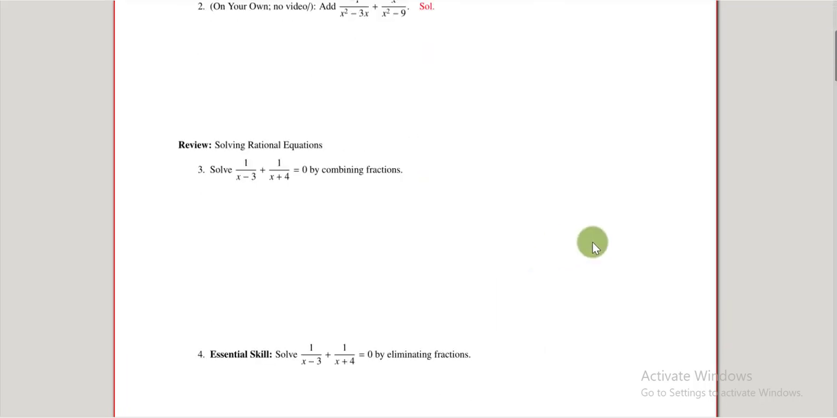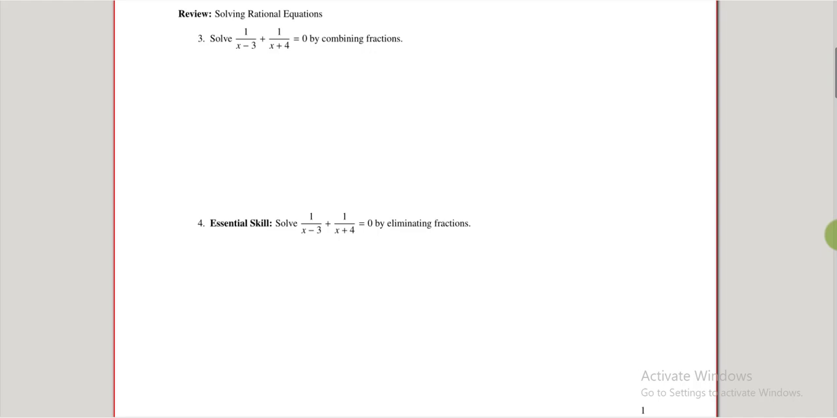Okay. The next thing I want to do is go ahead and add these two. Notice this is still not an inequality. This is still an equation, so this is still in a sense a review from earlier problems. I want to solve this equation for x by combining fractions. So this is how a lot of people like to solve this equation here.